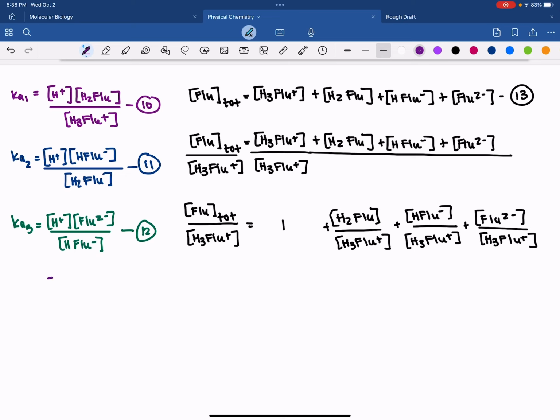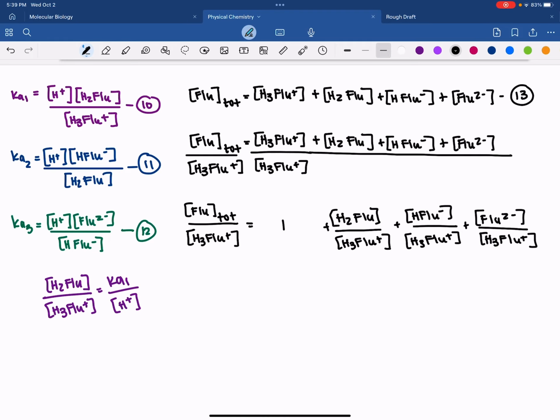So our new equation is H2Flu over H3Flu+, I'm just writing on the side, this isn't going to be a part of the actual thing, just to show you, is equal to Ka1 over H+. We see that? It's pretty, it's cute, it's simple. The other ones get worse.